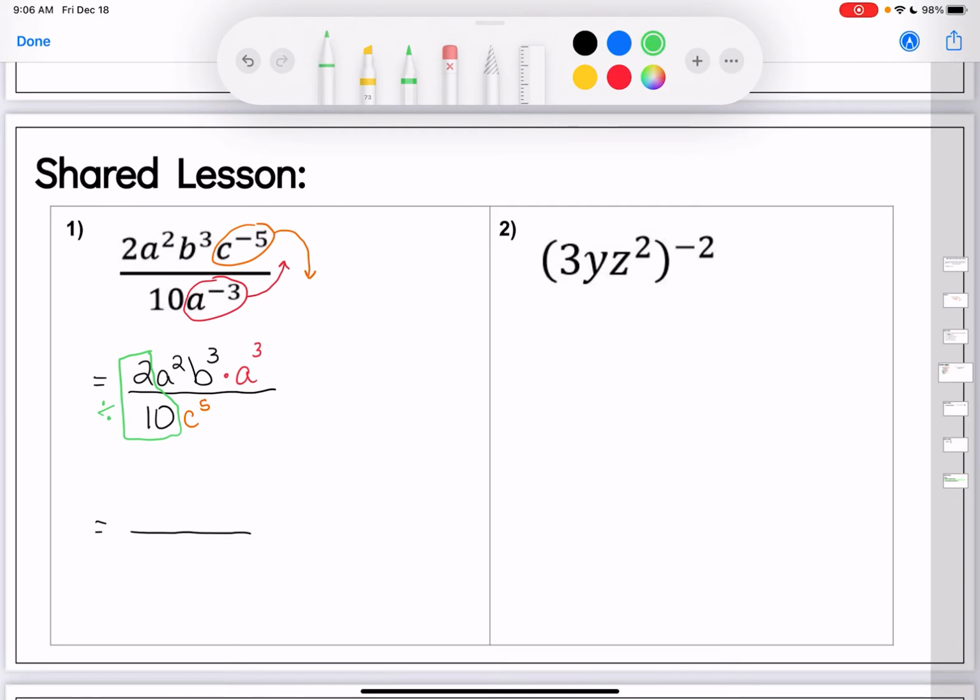2/10 would really be 1/5, right? Or 10 divided by 2 is 5, and the bigger number is on the bottom. So my 5 is going to go down there on the bottom. You can write the 1 on the top if you want to, but you don't have to because there's going to be other things there.